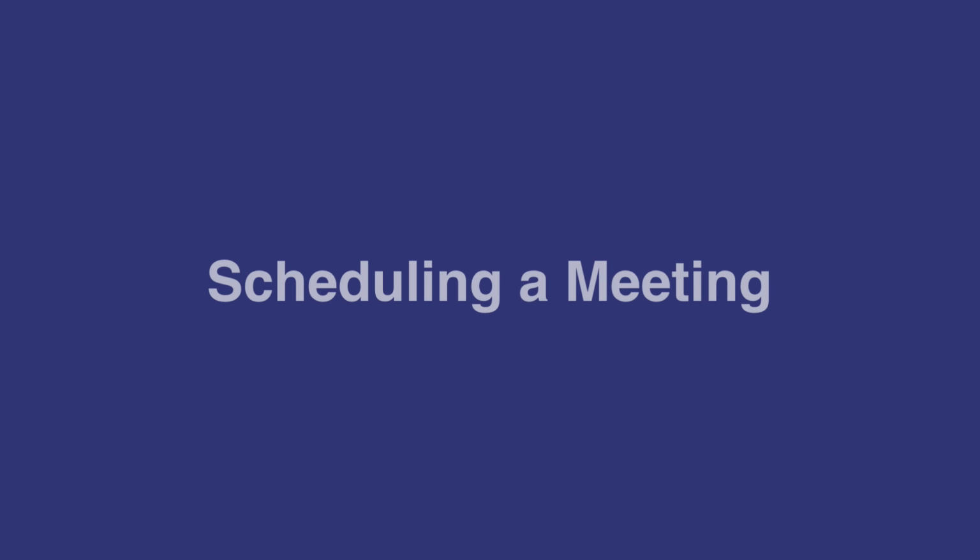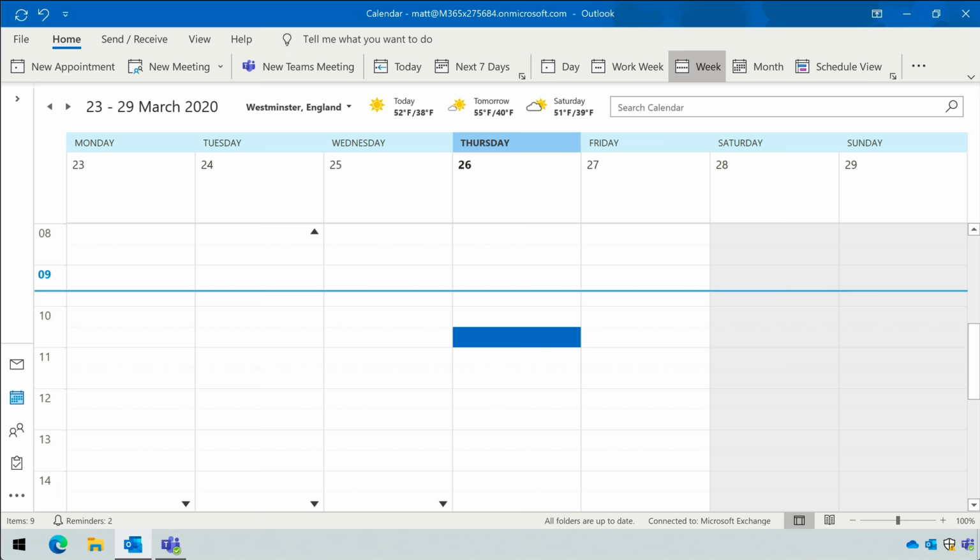Let's look at how to schedule our own meeting. This can be done through Outlook and Teams, and I'm going to show you both. I'll start with Outlook because it's probably the most popular way of scheduling meetings. I'm using the most recent update of Outlook on Windows 10 for this demonstration. So if you have an older version of Office, this might look slightly different.